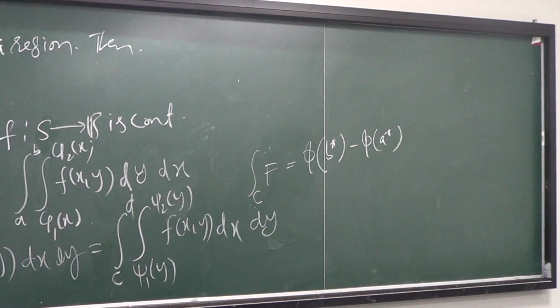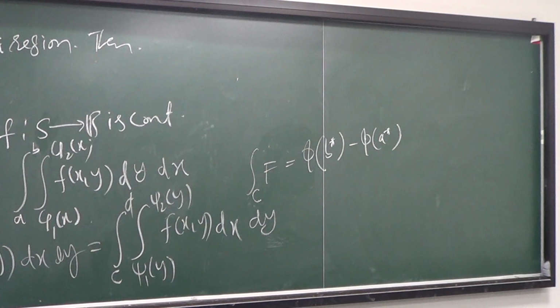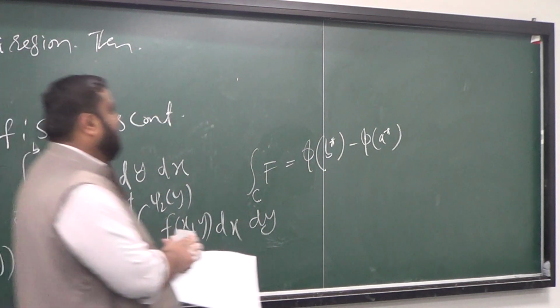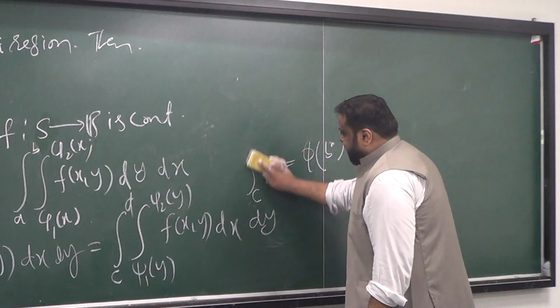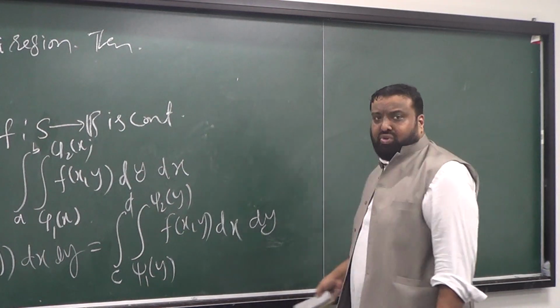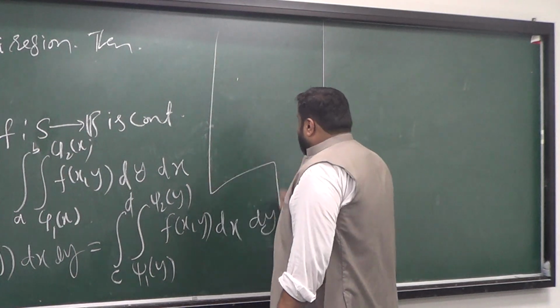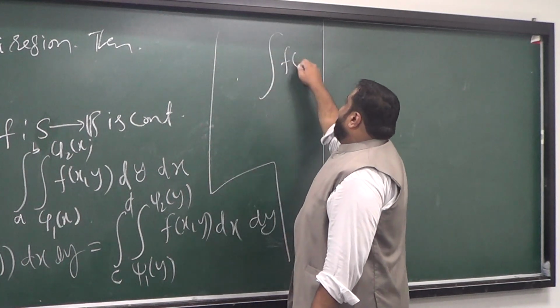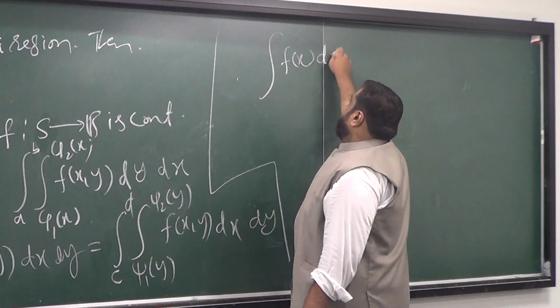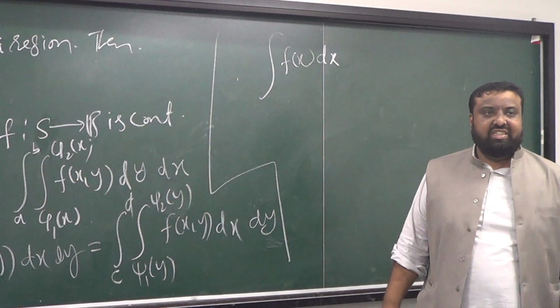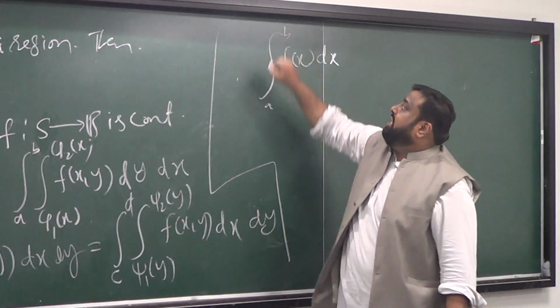See, computation is easy. Computation is not difficult. The real thing is making sense of the machinery, why these definitions are the way they are. Okay. Before going to two dimensions, would you like to tell me what is the meaning of an integral, say for example of f of x dx? How do you physically interpret this guy?